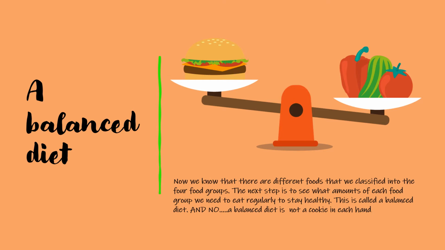Now, we know that there are different foods that are classified into the 4 food groups. Can you remember the 4 food groups from the previous lesson? Carbohydrates, proteins, vitamins and minerals, and fats and oils. The next step is to see what amount of each food group we need to eat regularly to stay healthy. This is called a balanced diet. And no, a balanced diet is not a cookie in each hand.